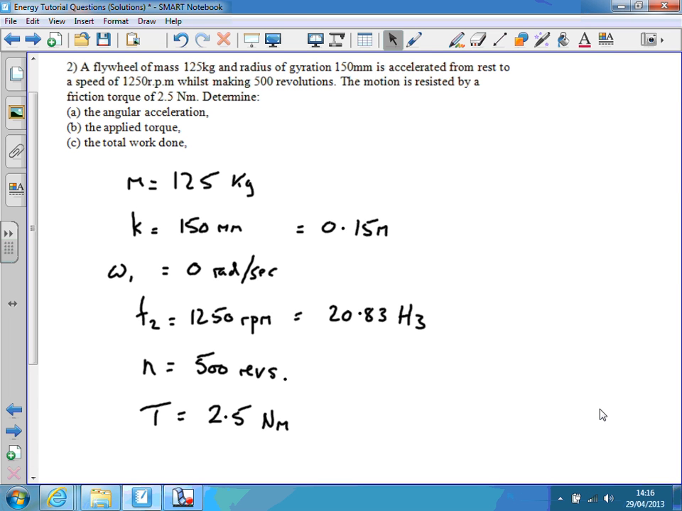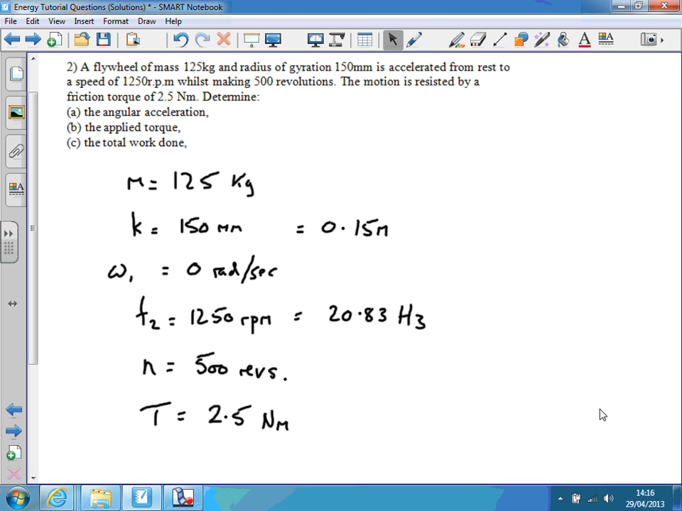So tutorial question number 2 in the energy booklet. First of all, extract the information as usual. Mass is 125 kilograms. Radius of gyration 150 millimeters or 0.15 meters. It's accelerated from rest, so we know that omega 1 is 0 radians per second.